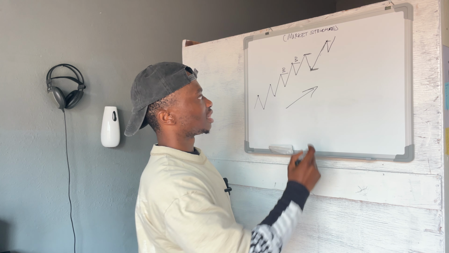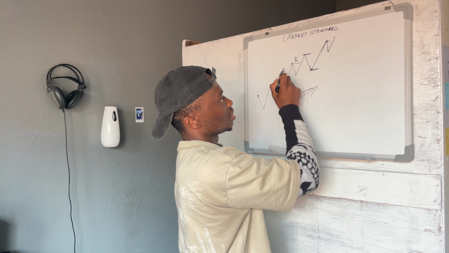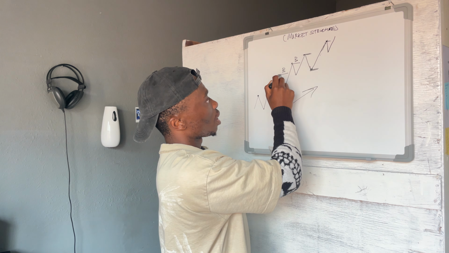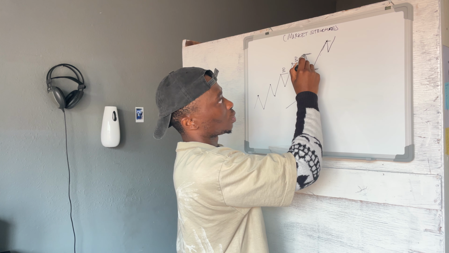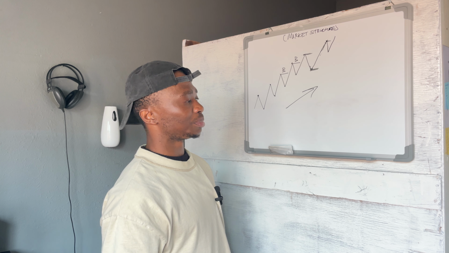There's a high probability that the market will take out this high, because this high was taken out, the second high was taken out. So there's a high advantage that the market takes out this high, because overall we are in an uptrend.